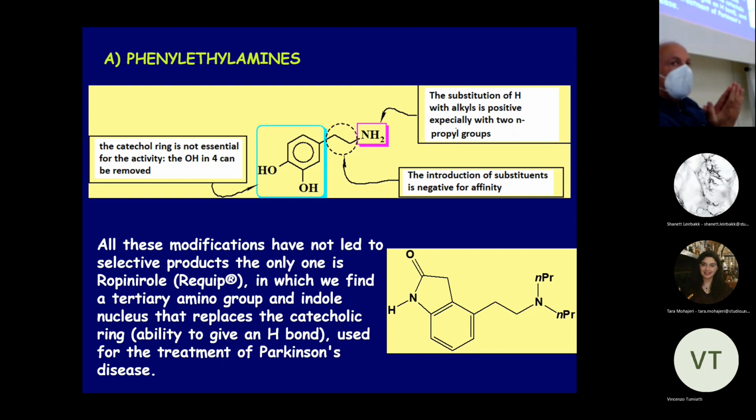There is a pocket where these two groups can be accommodated. The length of the chain is critical. Only 2 carbon atoms. No other groups on this chain if we want to have a direct agonist. What about the catechol ring? Catechol: 2 phenolic OH groups.